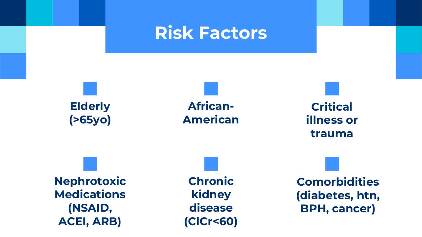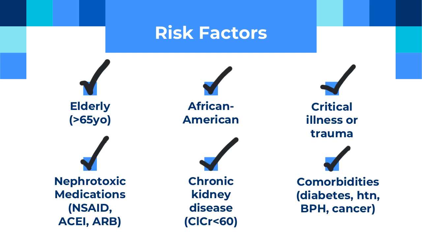What puts a patient at risk of having an acute kidney injury? Here are some of the items on that list of risk factors. Elderly people tend to be more at risk, those over 65 years old. African Americans, people in a situation of critical illness or trauma. If they already have chronic kidney disease and their creatinine clearance is below 60. If they have other comorbidities like diabetes, hypertension, BPH, cancer, among others. And if we are administering to them nephrotoxic medications like NSAIDs, ACE inhibitors, and ARBs.